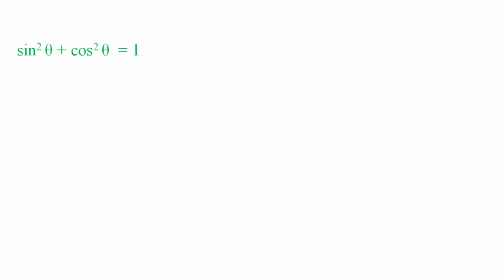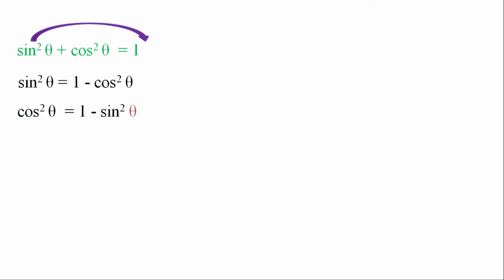So if we transfer cos square theta on the right hand side, we get sine square theta is equal to 1 minus cos square theta. So that's our second identity. And if we transfer sine square on the other side, we get cos square theta is equal to 1 minus sine square theta, and that is our third identity. Now how to get the fourth one?